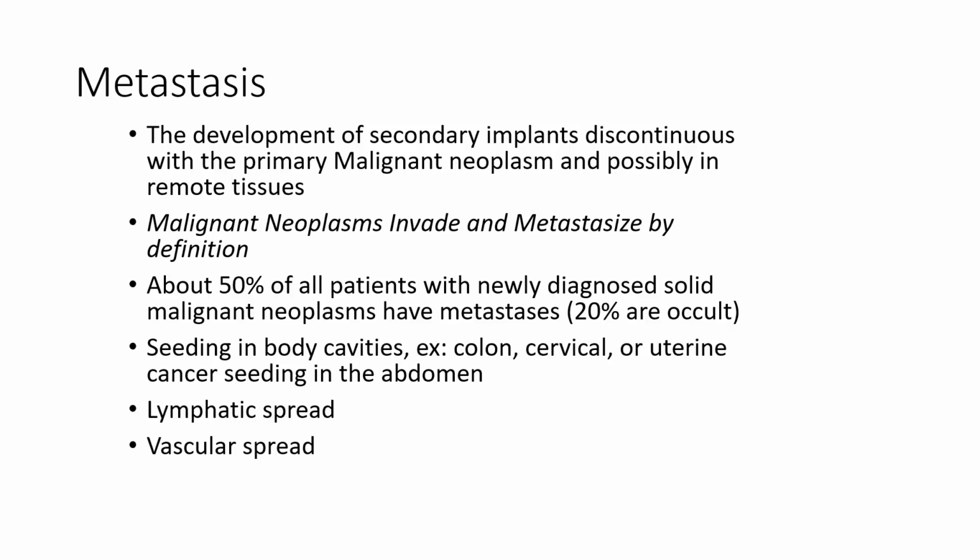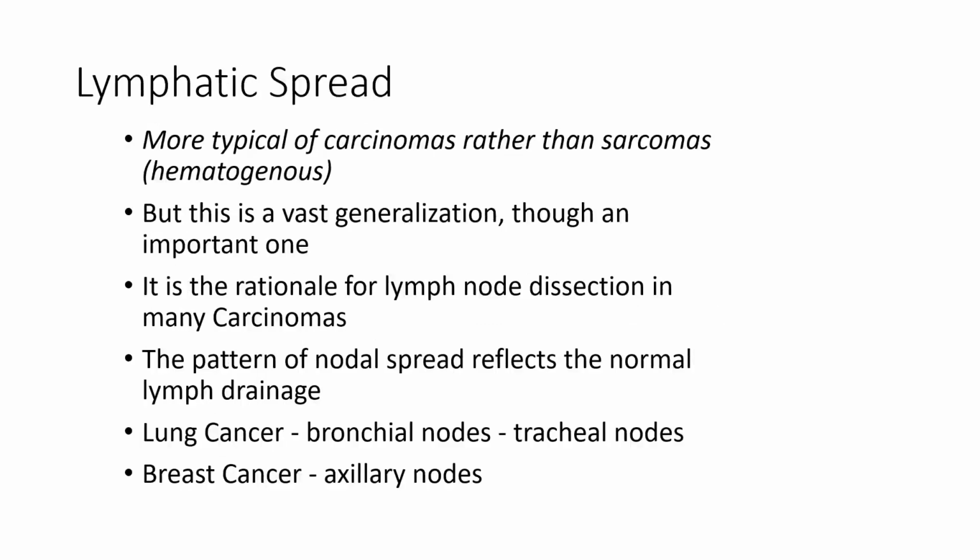Vascular spread, we're talking about the blood vessels actually transporting the cells to distant locations. So lymphatic spread is more typical of carcinomas rather than sarcomas. So carcinomas are more spread through the lymphatic system. Sarcomas are more spread through the blood. But this is a vast generalization. It is the rationale for lymph node dissection in many carcinomas.